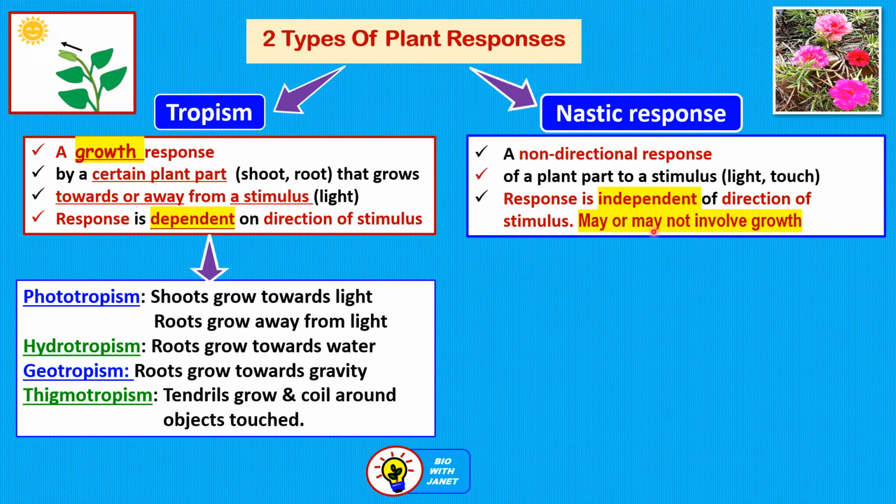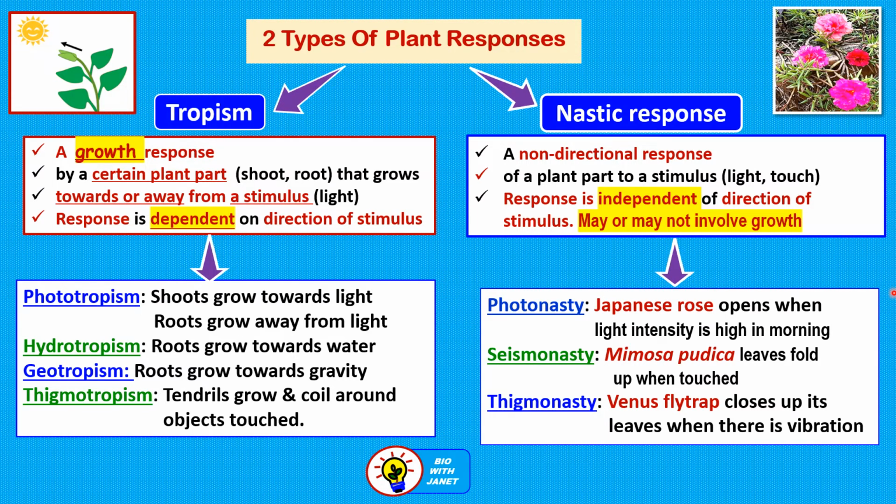So another point to note is that nastic response may or may not involve growth. Some nastic responses occur because of changes in the turgor pressure of cells, which we'll discuss in a short while. Okay? Whereas in tropism, there's always growth involved. All right?